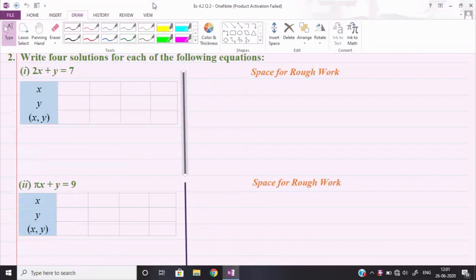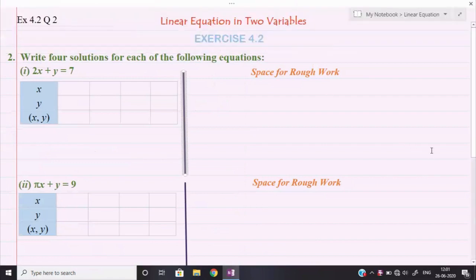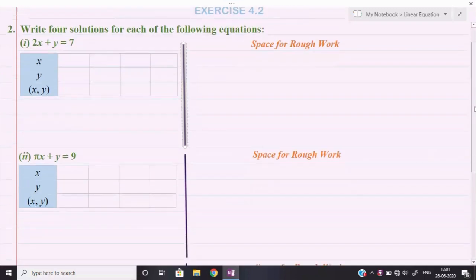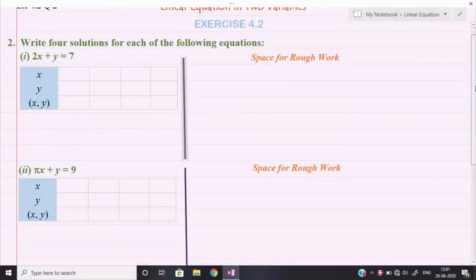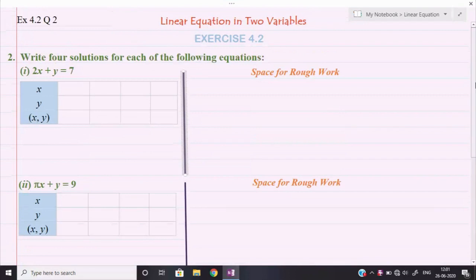Yes, students, now we are starting the next question. Let us see question number 2. In the second question, what is given? Write four solutions for each of the following equations. We need to write down four solutions for each and every equation. There are many parts given to us. I have written all three parts here, so let us see how we can write down the solutions for them.